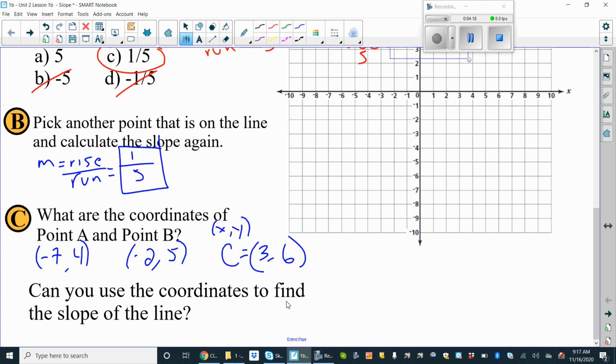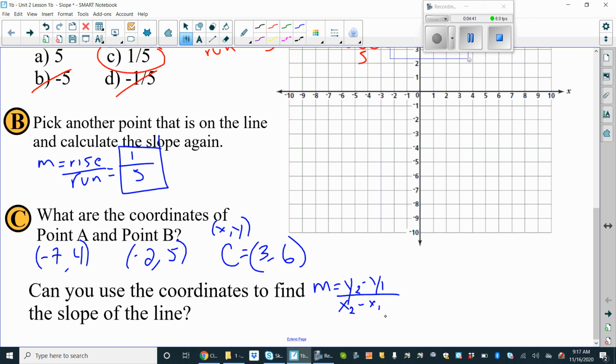And can you use the coordinates to find the slope of the line? Yes, we can use the coordinates to find the slope of the line. So whenever you're given coordinates, instead of a graph, you use the formula m equals y2 minus y1 over x2 minus x1.